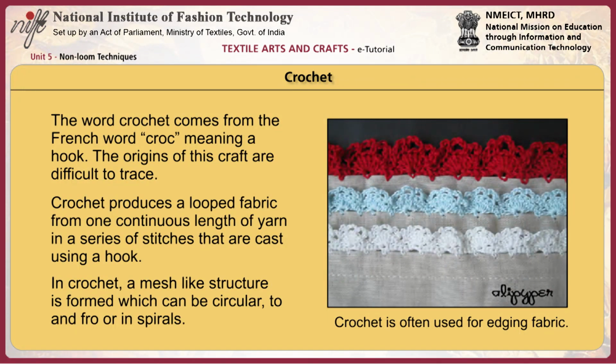The word crochet comes from the French word croc, meaning a hook. The origins of this craft are difficult to trace. Crochet produces a looped fabric from one continuous length of yarn in a series of stitches that are cast using a hook. In crochet, a mesh-like structure is formed which can be circular, to and fro or in spirals. Crochet is often used for edging fabric.